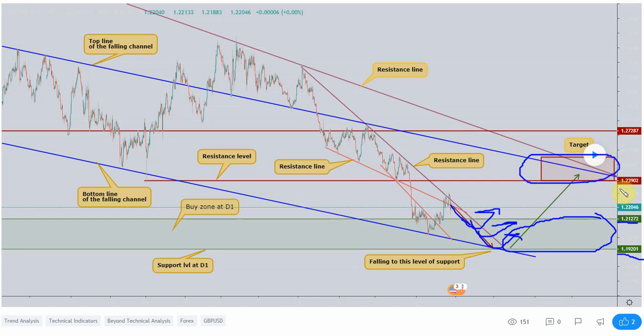Dear friends, please follow our further forecast for the pound against the US dollar, because when the price comes to this support zone, we will write our thoughts and where we think that the best turn will be in the bullish direction.